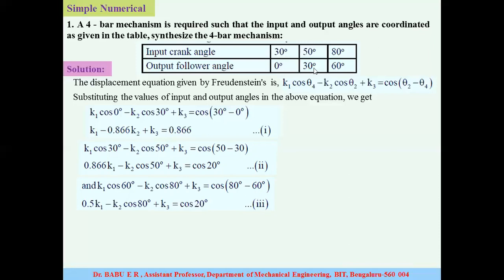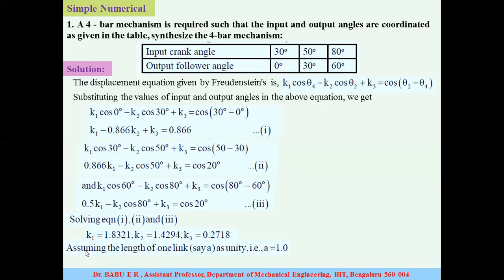Now for these 3 positions, we got 3 equations. In these 3 equations, the unknown terms are k1, k2 and k3. So solve equation 1, equation 2 and equation 3, and we will get the values of k1, k2 and k3. The value of k1 is 1.8321, the value of k2 is 1.4294 and the value of k3 is 0.2718.